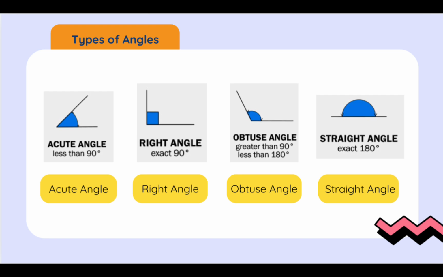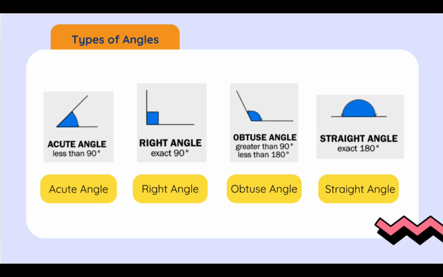Next, we have the right angle. This adds up to exactly 90 degrees. It's also similar to a square or a rectangle.